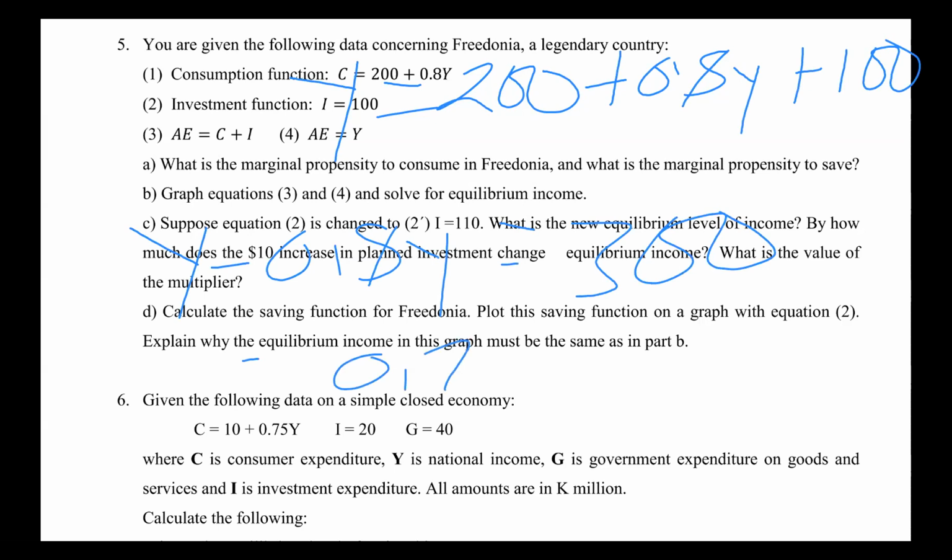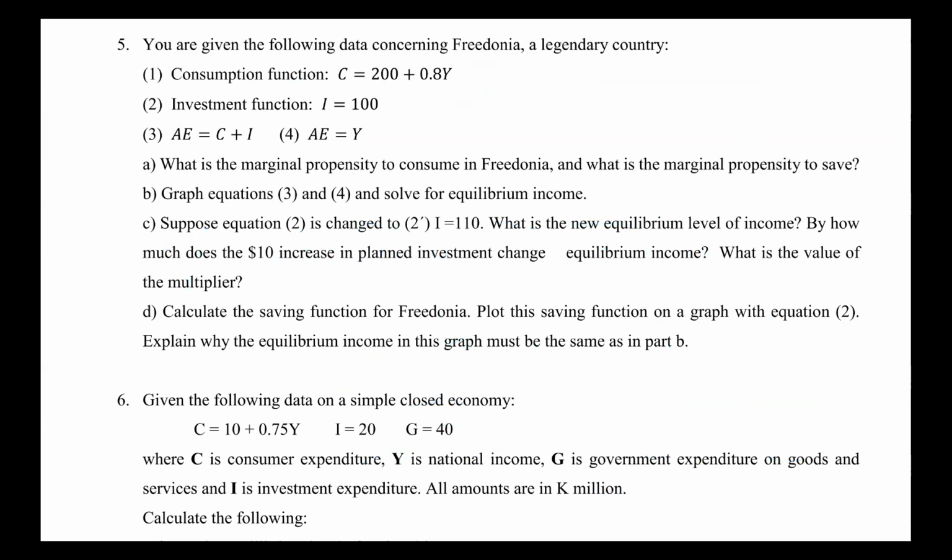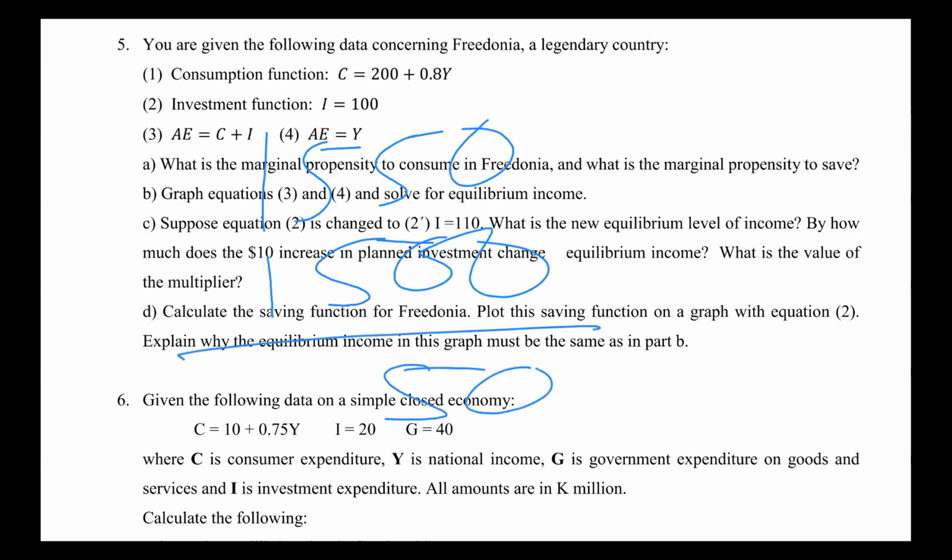Divide 300 by 0.2Y. What do you get? 1,500. Yes. Which means our income increased by 50, right? It was 1,550 minus 1,500. So our income increased by 50.